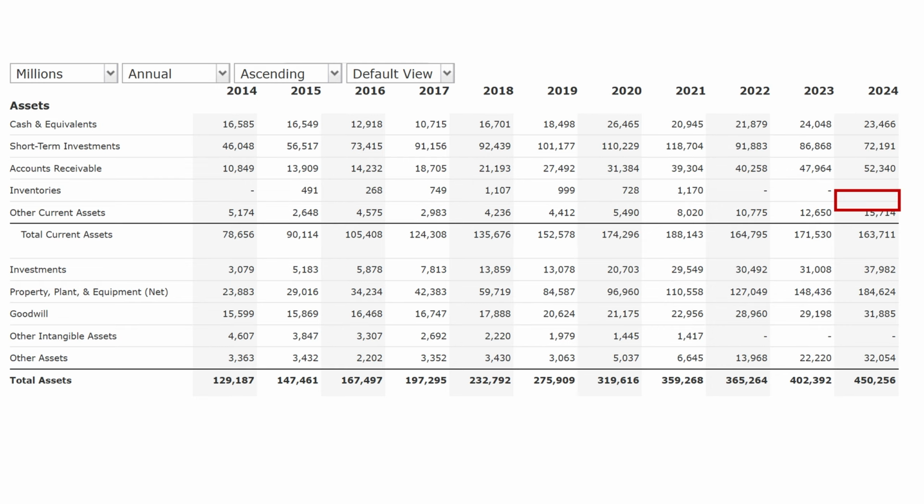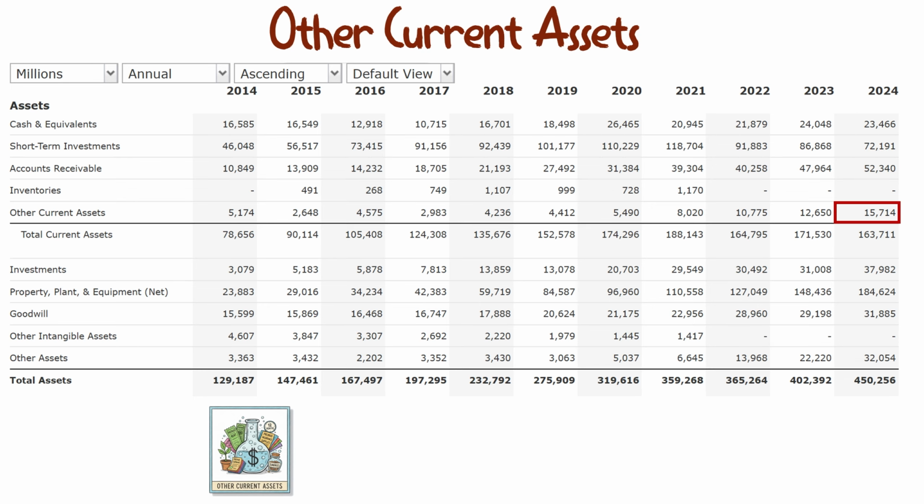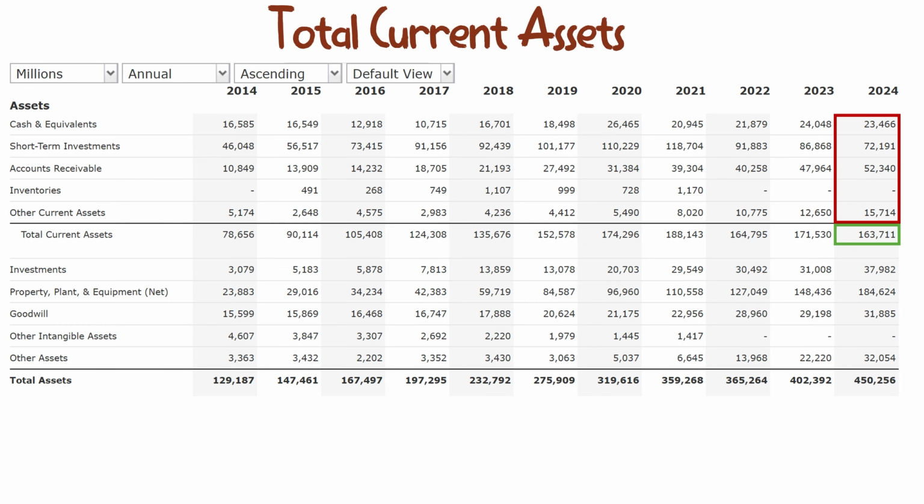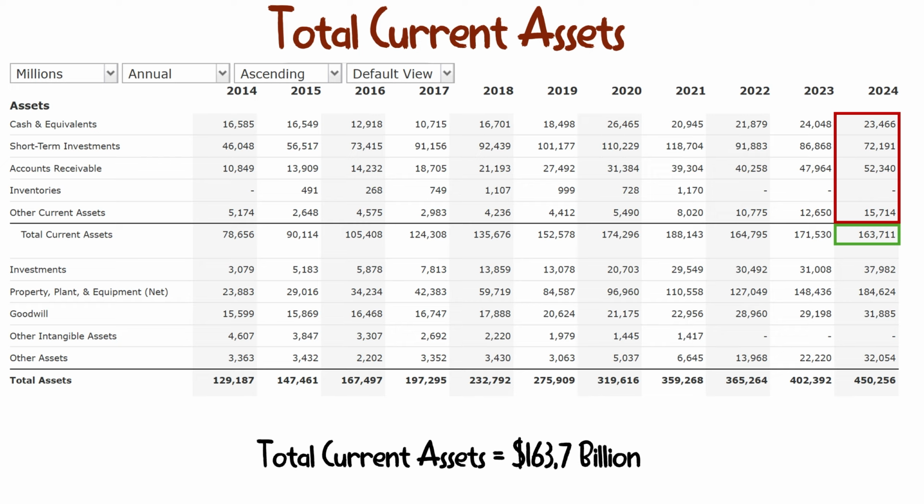Next, we see other current assets. This is a small $15.7 billion catch-all category for any short-term assets that don't fit elsewhere. The important thing is that all the current assets we have covered add up to the crucial total current assets, which is $163.7 billion. It represents everything Alphabet can convert into cash within the next 12 months.